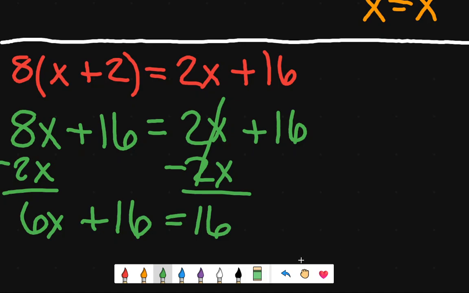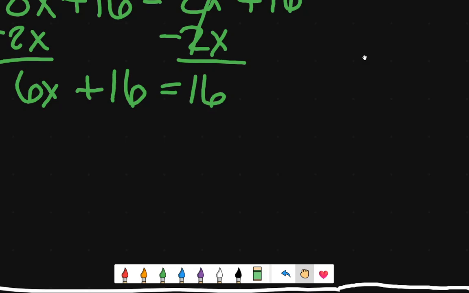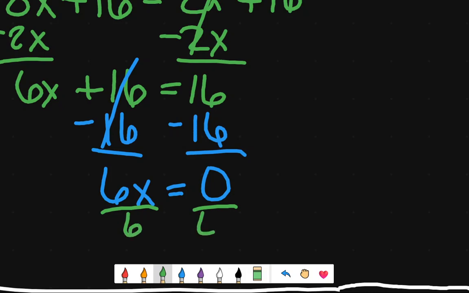All right, the next step is to now subtract 16 from both sides, and the 16 is coming from the left because we want to get the 6x by itself. So this cancels out, and the other 16 minus 16 is going to equal 0. So we'll get 6x is equal to 0. And the next step would be to divide both sides of the equation by 6. And what we get is x is equal to 0.